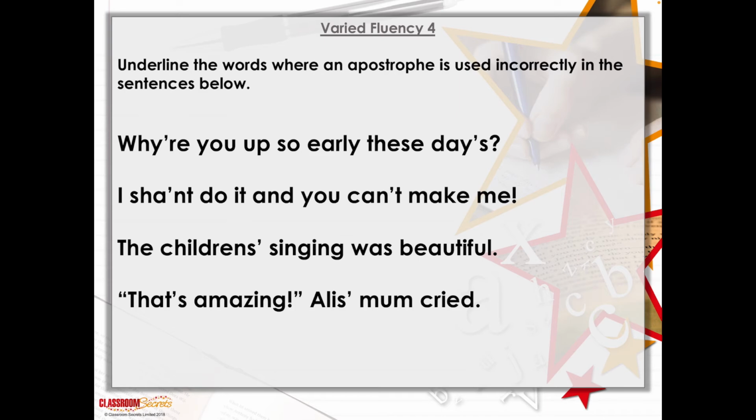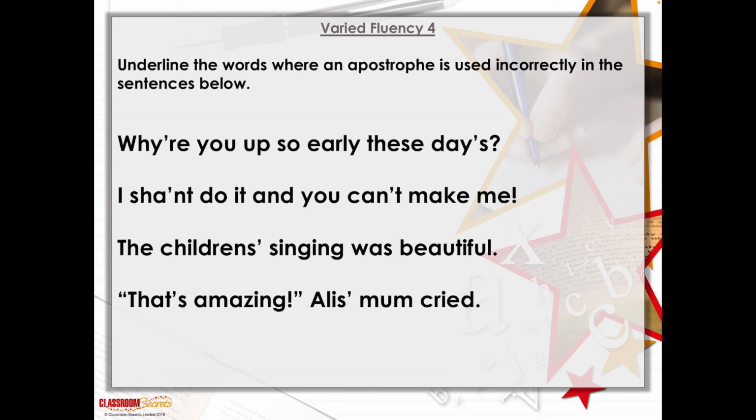I shan't do it and you can't make me. Now, shan't is an interesting word because it's short for shall not. So we know that we've not got the two L's from shall and we've not got the O from not. So when we have a word like this, you always put the apostrophe on the last missing letter. So it shouldn't be where the L should be. It should be between the N and the T where the O has been omitted. That means left out. And you can't make me. Cannot. So that apostrophe is in the correct place between the N from can and the T from not.